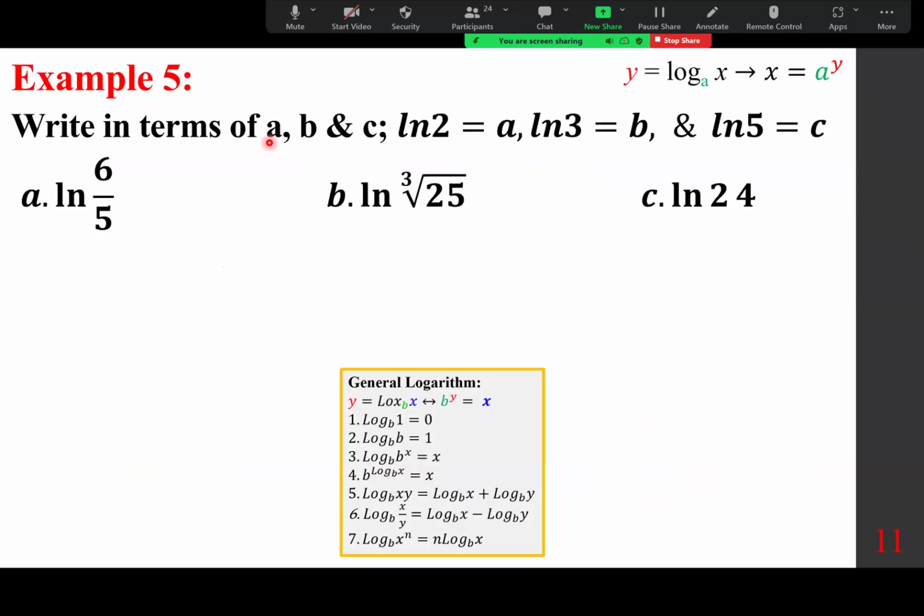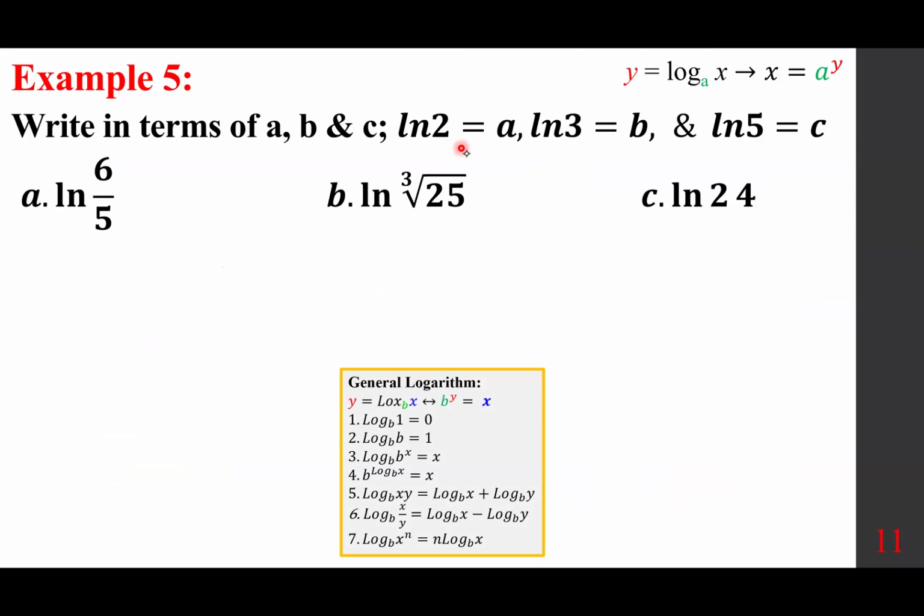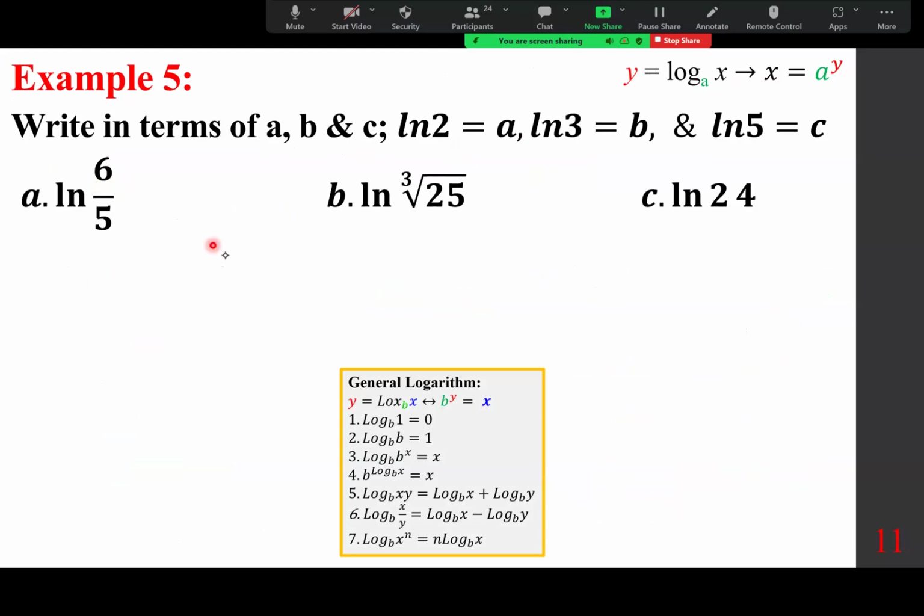All right, in terms of A, B, and C, ln 2 is A, ln 3 is B, ln 5 is C. Let's do that. The first one is given: ln of 6 over 5. All you have to do is write everything as factors of 2, 3, and 5. So this is fine. The numerator, you write it 2 times 3. And now combining 5 and 6, everybody. By now we can do that. This is ln 2 plus ln 3 minus ln 5. So A plus B minus C.